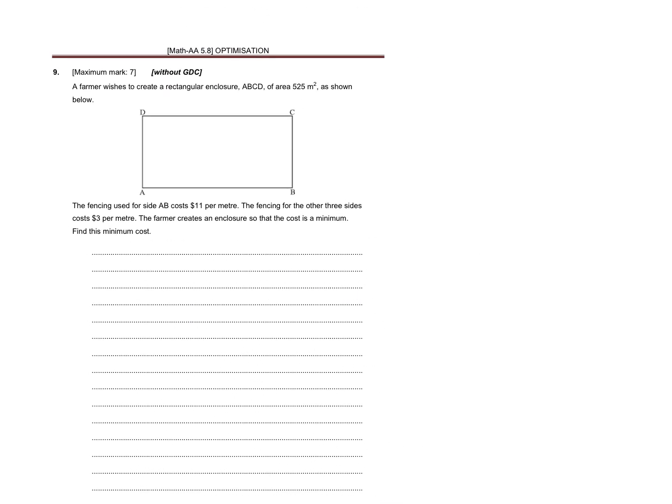Okay, for number 9, a farmer wishes to create a rectangular enclosure, ABCD. Area is 525, as shown below. So if we have x and y, we have x times y is the area. So the fencing used for side AB is $11, and the fencing for the other 3 sides costs $3 per meter.